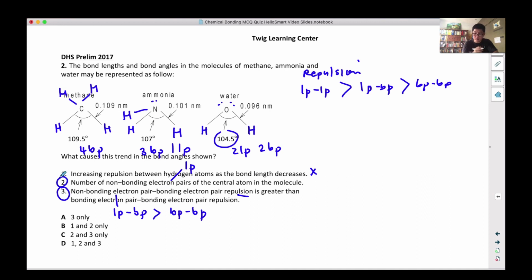Okay, so very quickly, the bond angle depends on the number of lone pairs that you have. And another concept is that lone pair repulsion is greater than lone pair bond pair repulsion, which is greater than bond pair repulsion. So it pushes all the bond pairs closer. All right, so this answer would be C.